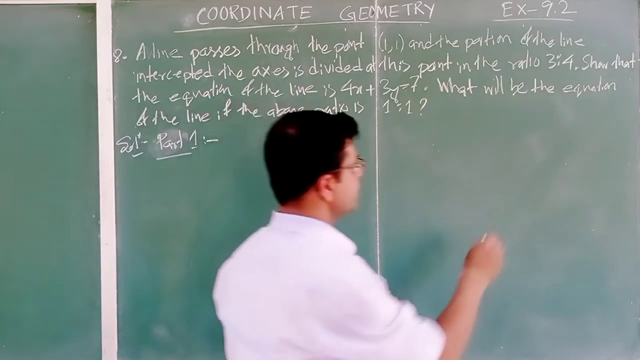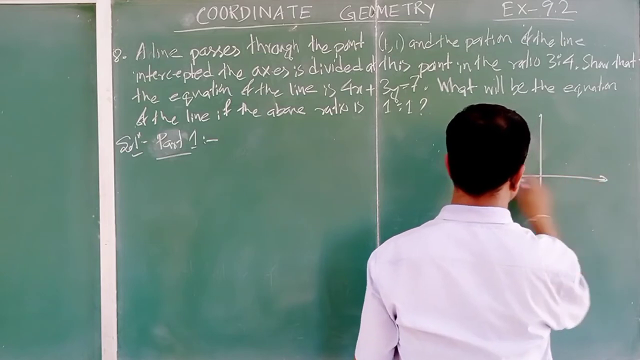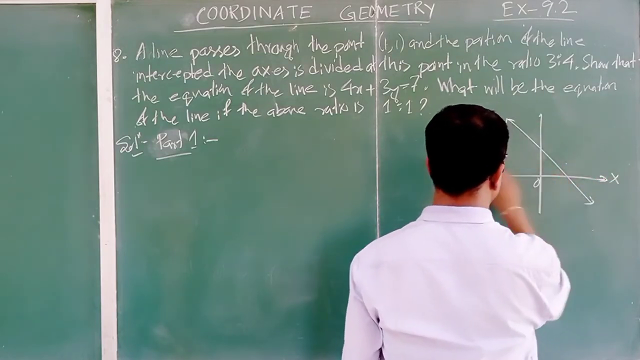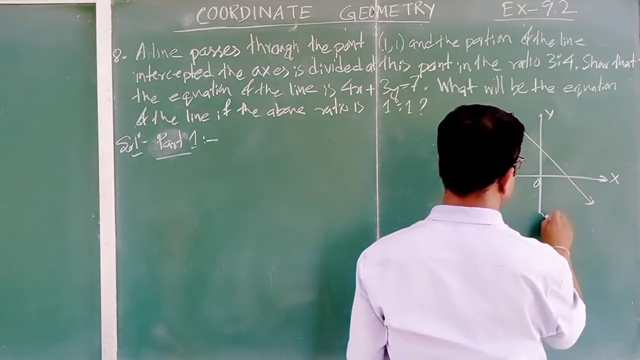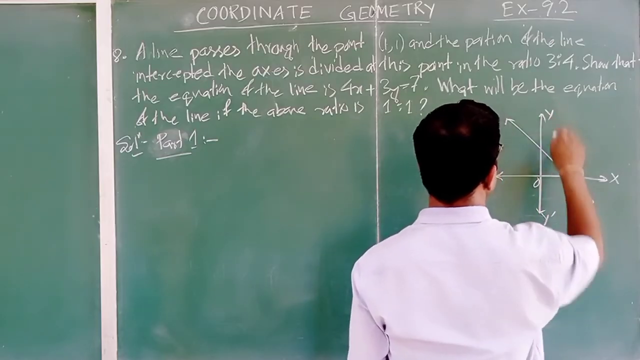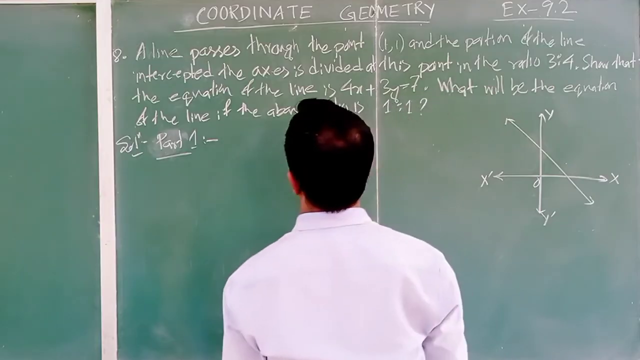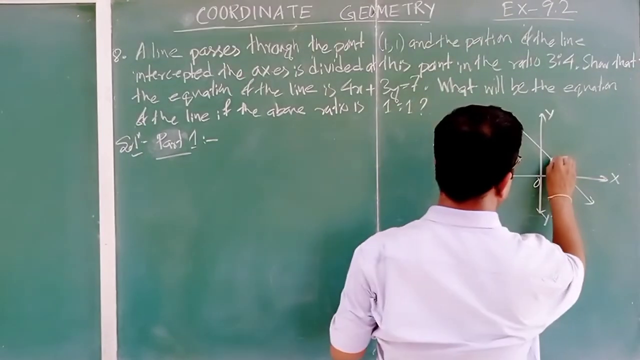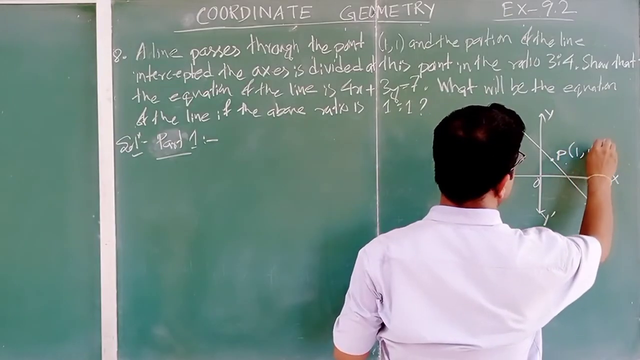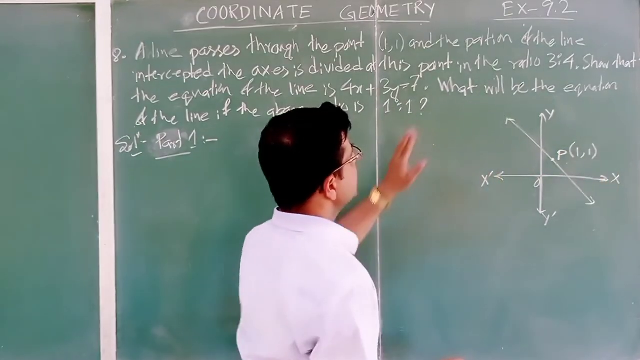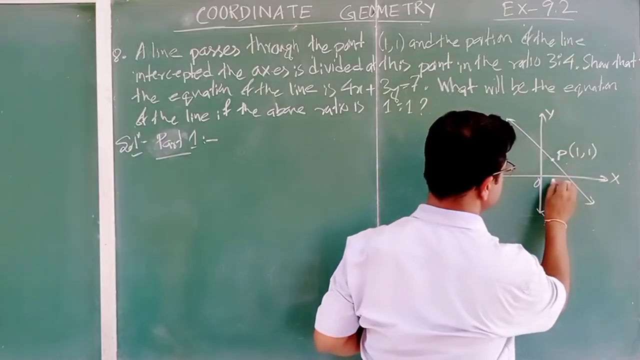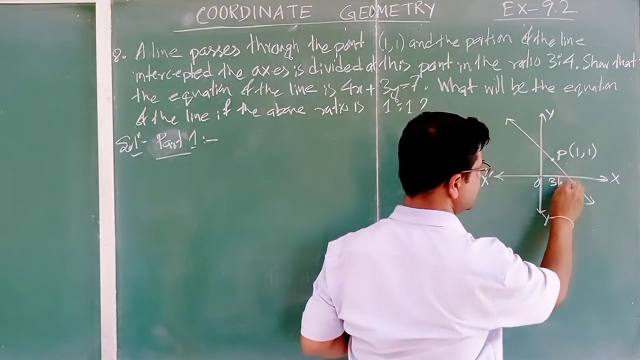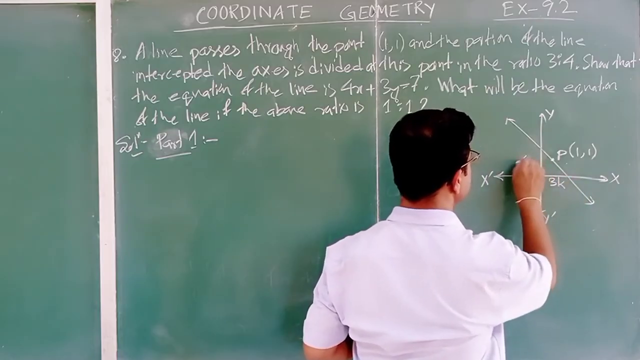At first let us try to understand what the question actually is. This is x, x dash, y dash. There is a straight line, and there is a point whose coordinates are (1, 1). The intercepted ratio is 3:4. Let us consider this distance to be 3k and this distance to be 4k.